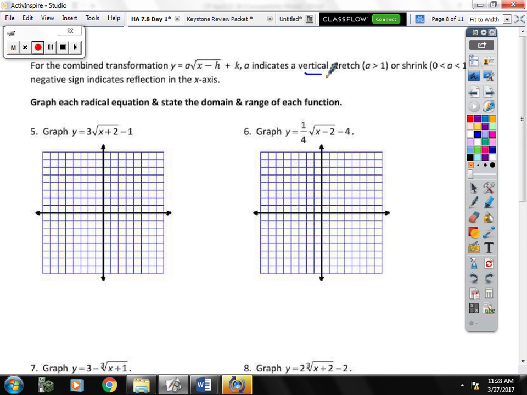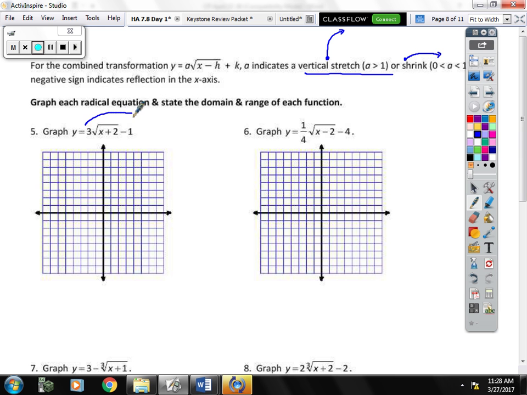Again, A is the vertical stretch. So again, that's making it steeper. And a shrink would be making it less steep, or increasing at a slower rate. So that is going to affect how we count up and over. And for these ones, we're also going to state domain and range as well.